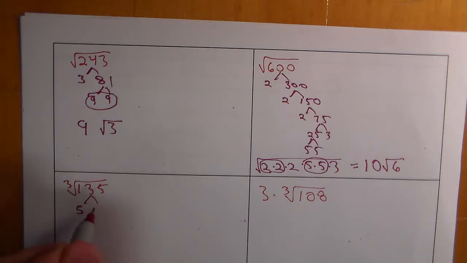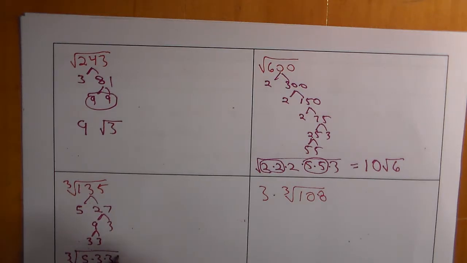135 is 5 times 27. Well, 27 turns out to be 3 3's. So because I'm looking for cube root, here's one of my sets. That comes out to be 3 cube root 5.